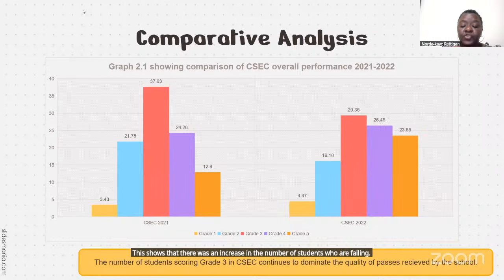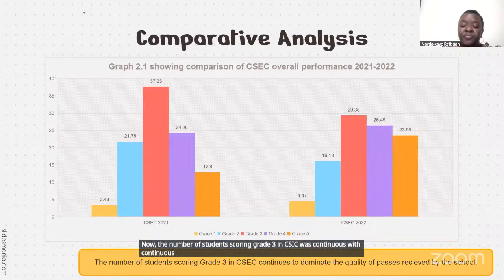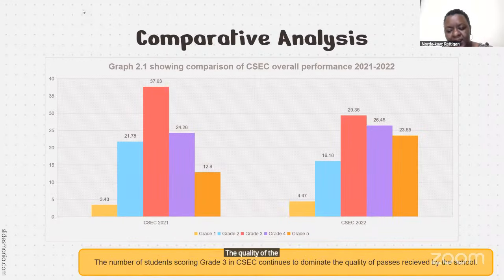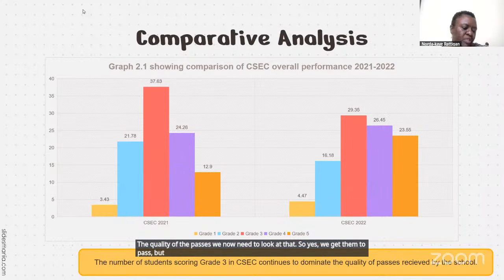Now, the number of students scoring grade 3 in CSEC continues to dominate the quality of passes received by the school. If you notice, the one in the red would be grade 3. So although we were passing, the quality of the passes, we now need to look at that. So yes, we get them to pass, but now we need to move from quantity into quality.